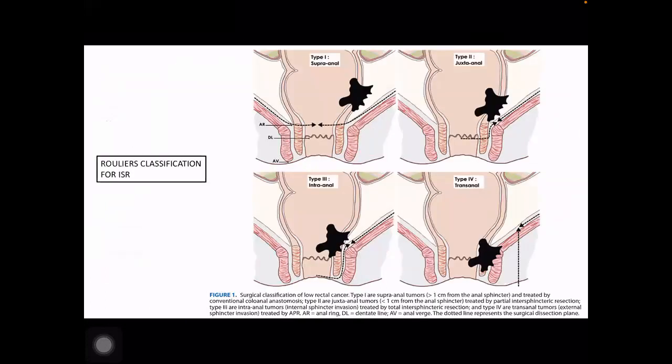As I said before, this is called the Rullier classification for intersphincteric resection. So what is this Rullier classification? There are 4 types in Rullier. So type 1, type 2, type 3, type 4. So just see this picture. First, I'll explain this thing.